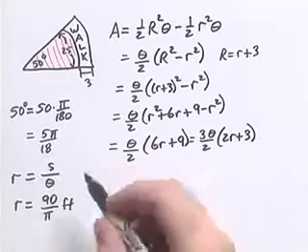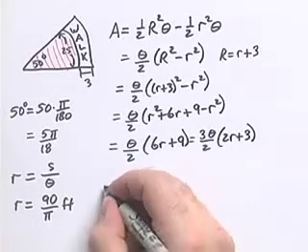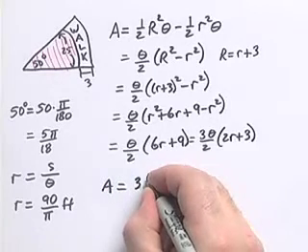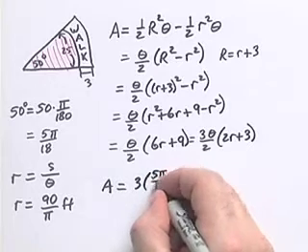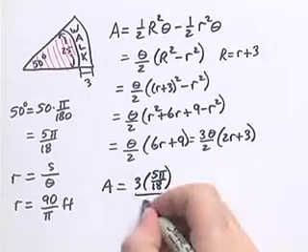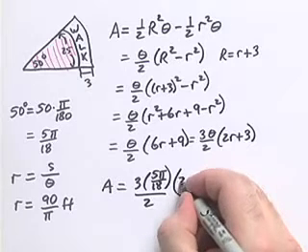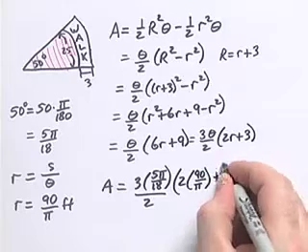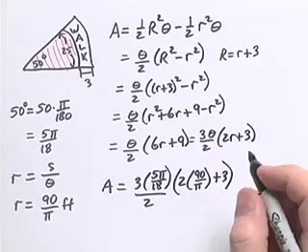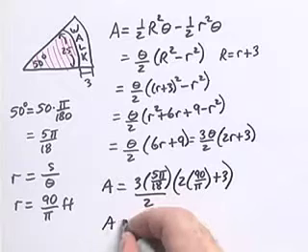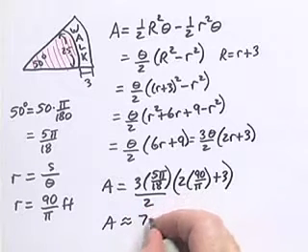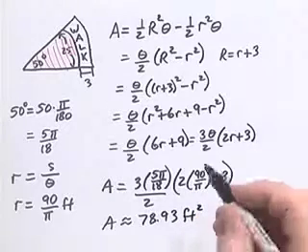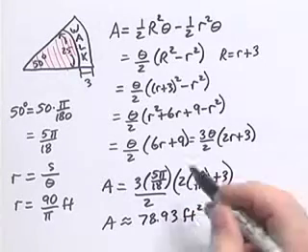Therefore, we can plug in our value for theta and our value for little r into our equation. We'll get that A is equal to 3 times 5 pi over 18, divided by 2, times (2 times 90 over pi plus 3). And if we work that out, we'll see that the area is approximately 78.93 square feet. So Logan will need about 79 square feet of blocks to make the walk.